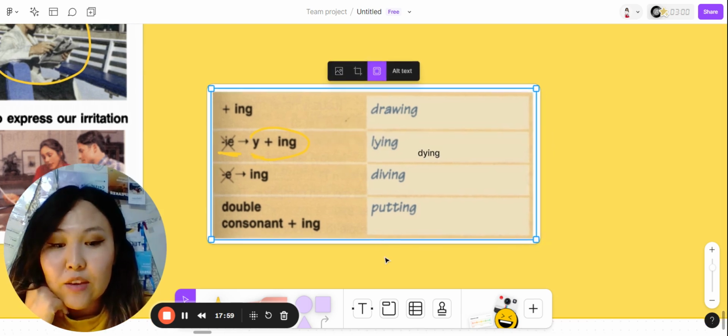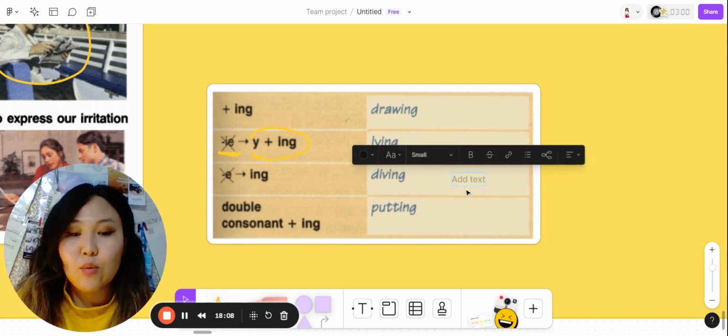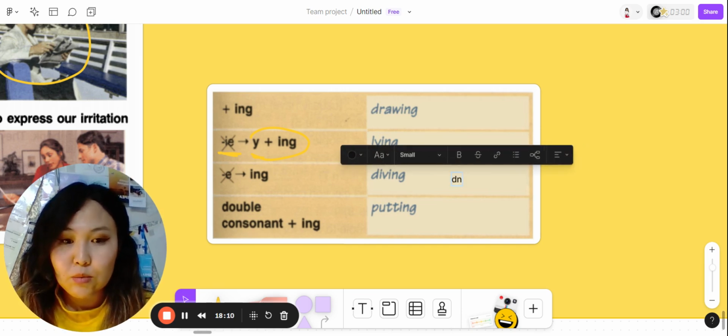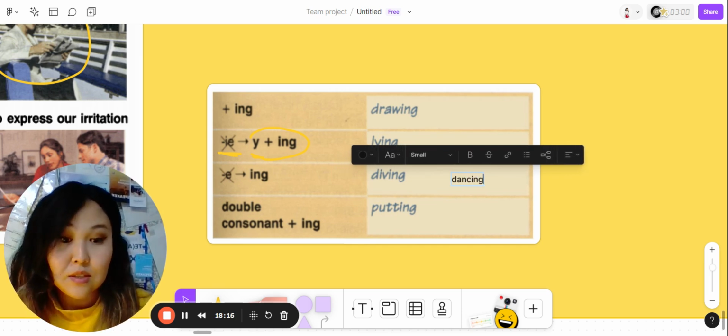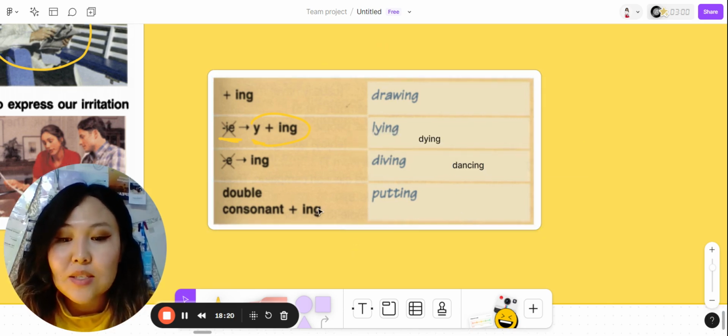Next one, if we have a verb ending in e, we need to use just ing without e. One more example, here we have diving, and let's use one more, dance, dancing. And double consonants plus ing.